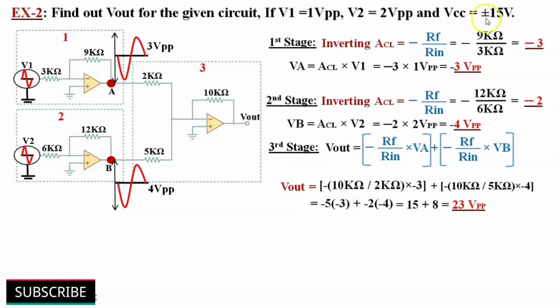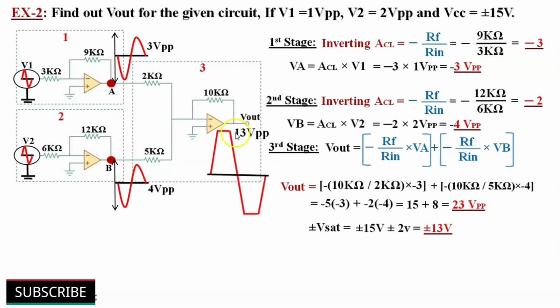Since the supply voltage is plus or minus 15 volts, saturation occurs at plus or minus 13 volt. Here the output voltage 23 volt peak to peak far exceeds the saturation voltage level of plus or minus 13 volts. So the output voltage clips at saturation voltage of plus or minus 13 volts. The input signals and final output voltage are in phase with each other. So this circuit behaves as non-inverting amplifier.